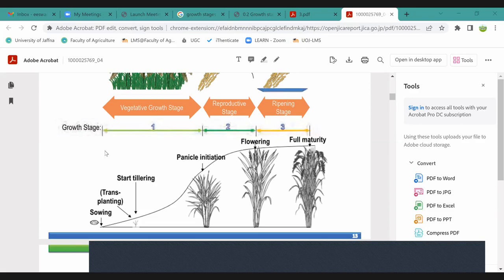When you don't have water, you're not sure that you will get rain, well distributed rainfall for close to 2 months, right? It's not always the case, right?